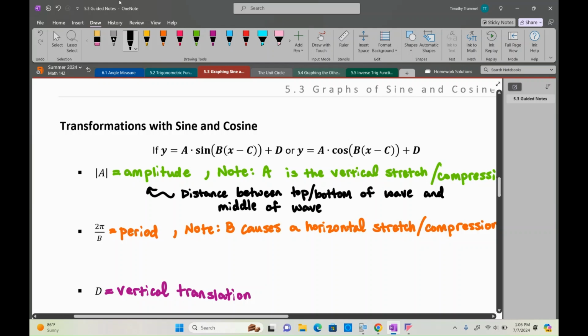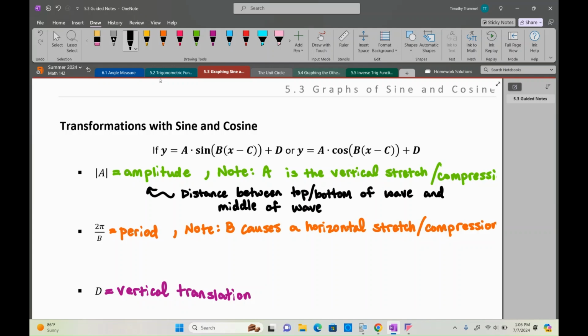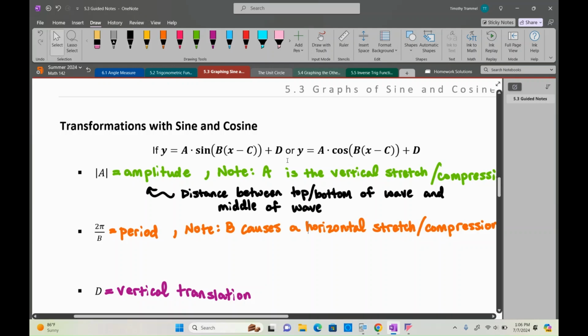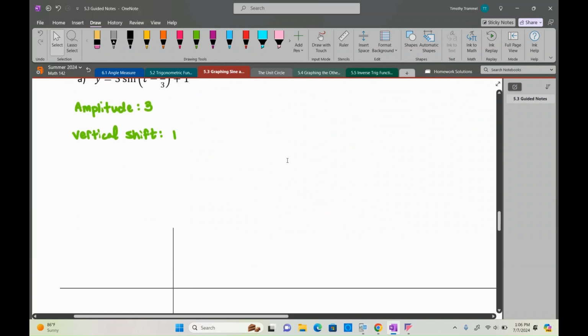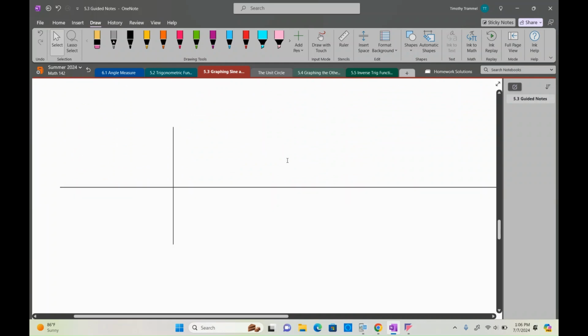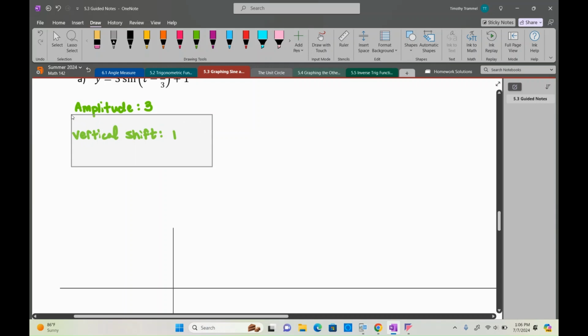There's the idea. And when I'm talking about distance here, I mean the vertical distance. So when I go to set this up, I need to keep in mind that I'm going to have been shifted up 1 unit. And when I say shifted up 1 unit, that's how far we're going to shift up the center of the wave. And then we'll want to go up 3 units from there to get to the top.